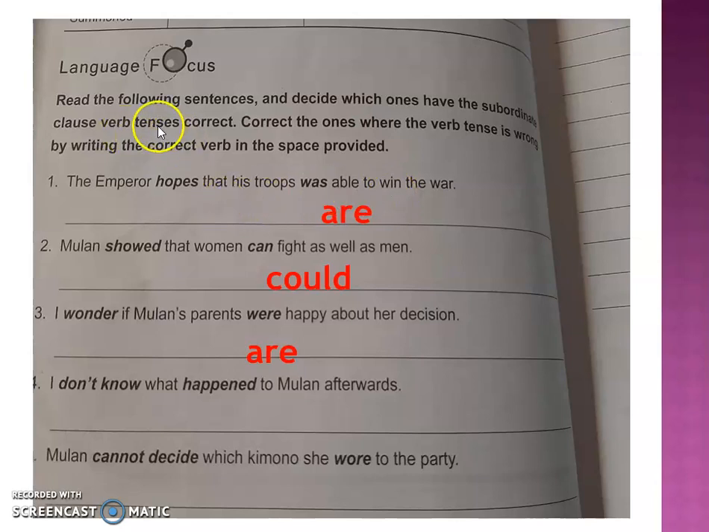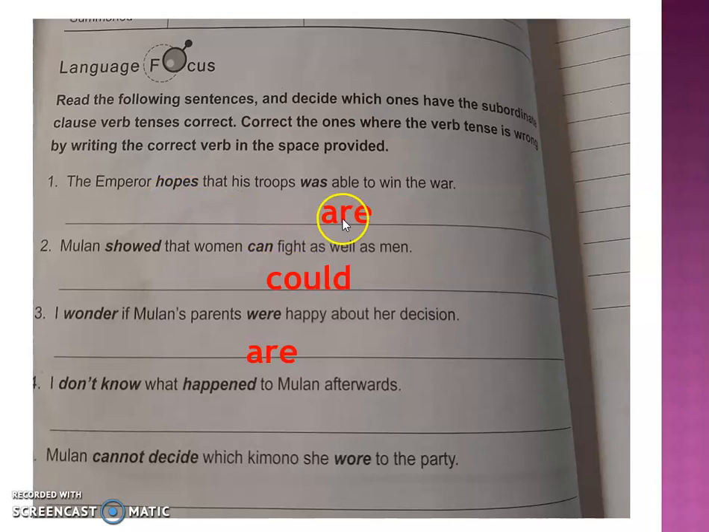You have to see if it's correct or wrong. If it's wrong, you have to correct it. The emperor hopes. This is your main clause. Hopes. The verb is in the present. Okay, it has S. So the second one should be in the present. Now in the present, do we say was? No. We say is, or we put is or are. You have troops. Troops is a plural noun. Okay, it's a plural noun. So we don't put is, we put are in the present.